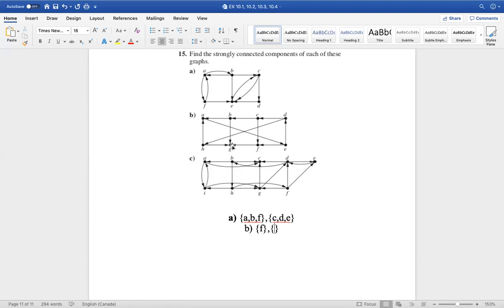Likewise, if we take this vertex G here, we will see that it is not connected to anything, because if we start at G, we won't be able to go anywhere, right? So therefore, we'll make G its own component as well. The remaining ones are A, B, C, D, E, and H. These ones are strongly connected.